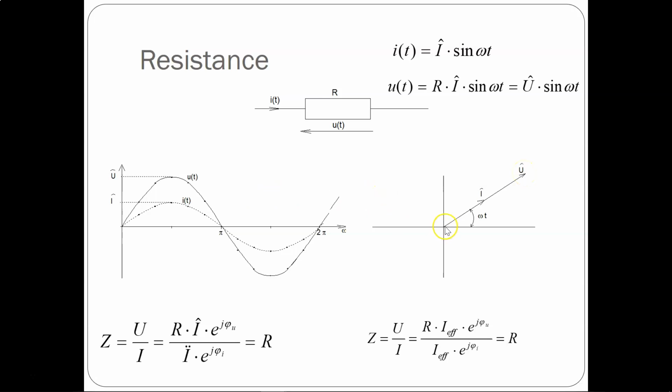And here over to the right hand side you can see how the vectors representing these instantaneous values can look. Of course, if you look at the impedance of the resistance, we can use those values, and you can see that the angles will cancel each other, and you have the resistance R equal to Z. You could also work with RMS values, because those are the values you use when you measure, and it will come out just the same way.